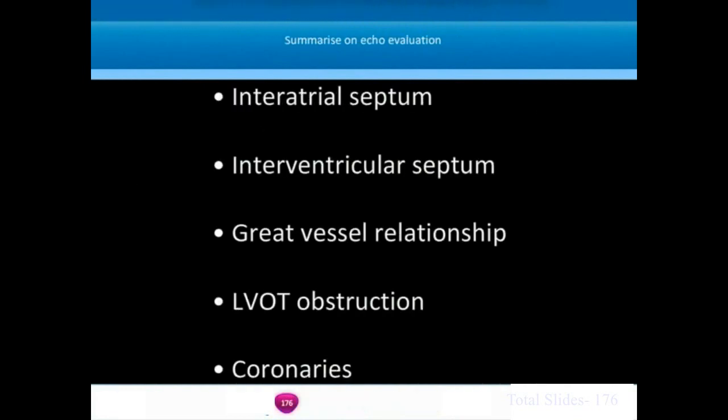To summarize on echo evaluation of a transposition of great arteries, we should start evaluating the intra-atrial septum for adequacy of the intra-atrial communication, interventricular septum for the location and number of ventricular septal defects, the great artery relationship, presence or absence of left ventricular outflow tract obstruction and arch obstruction, and the abnormalities in the coronary artery origin.